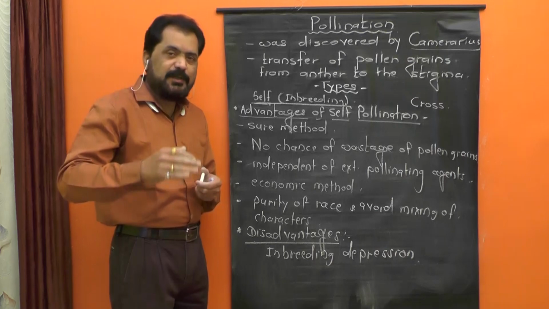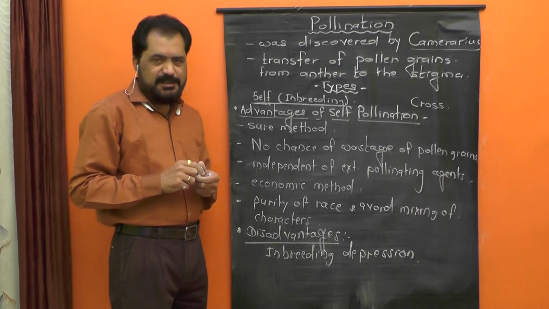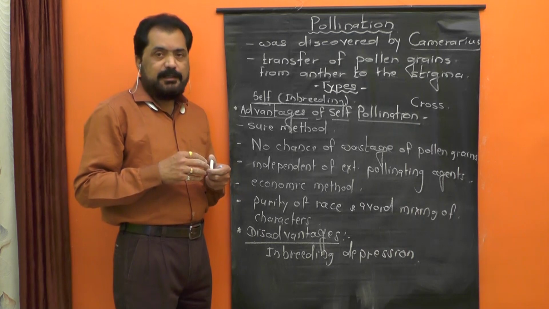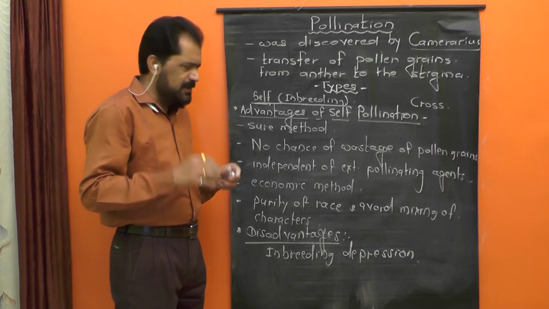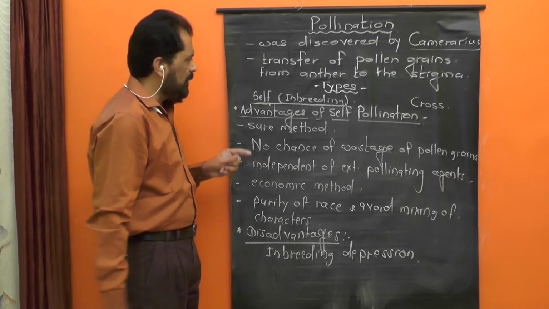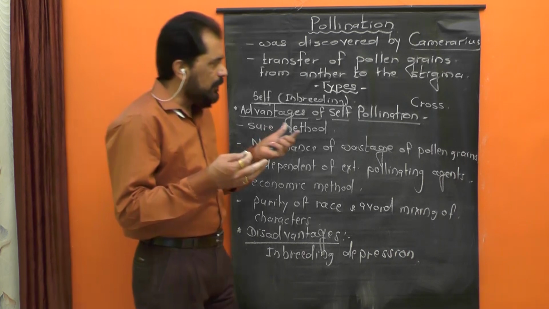They show low disease resistant capacity. Also, we can say, low crop yield. It affects the crop yield because of the low rate of germination of seed. So the self-pollination has certain advantages as well as disadvantages. So here we have seen about the self-pollination. Now we are going to study about the cross-pollination.